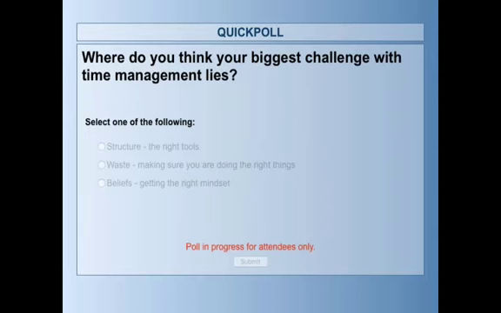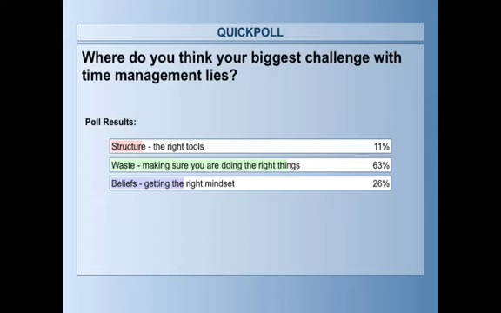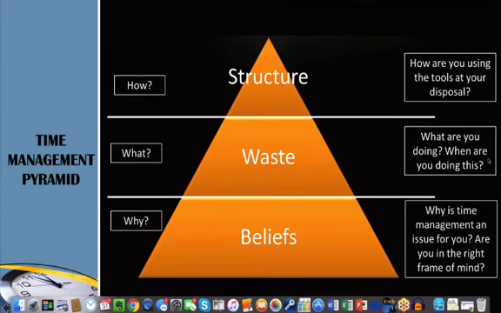So what I'll do is just close off the poll and share the results with you. So you can see there that nearly 2/3 of you are saying that waste is a problem, and then about 25% of you are saying that beliefs are a problem, about getting the right mindset, and then structure, about the right tools. That's quite interesting, because I often find that people really get caught up in the tools part of time management, and often everybody's really looking for the next best tool, the next best program, the next best app. Now we're going to spend a bit of time talking about those later today, because they are really important to get some leverage.